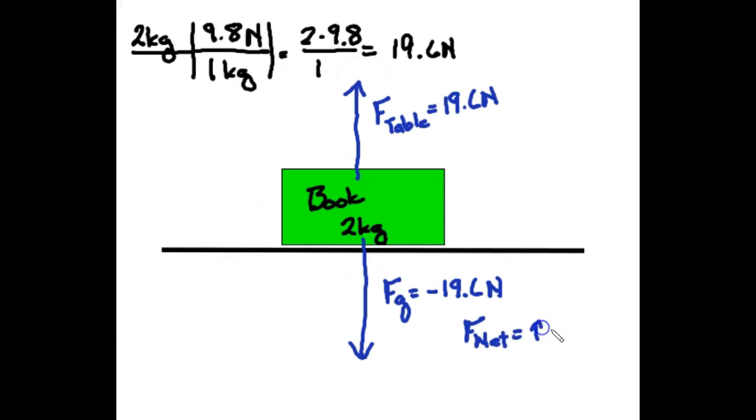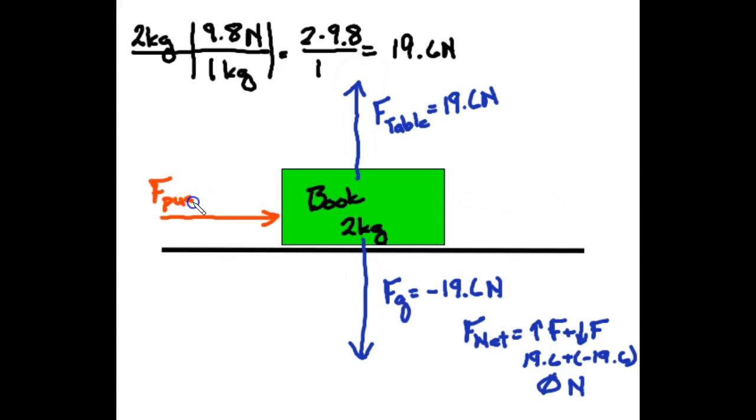equals all the forces in that direction plus all the forces in that direction. So that's 19.6 plus a negative 19.6. So I get 0 newtons. But then the question goes on to point out that there's a force in this direction, force, push, of 10 newtons.